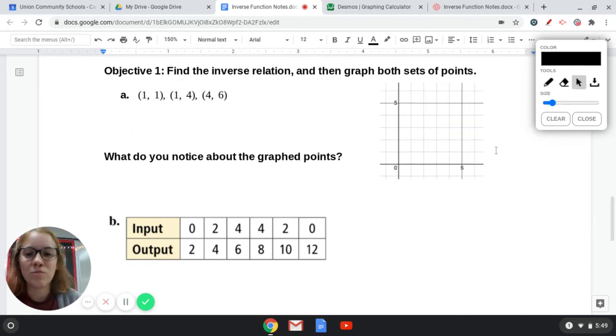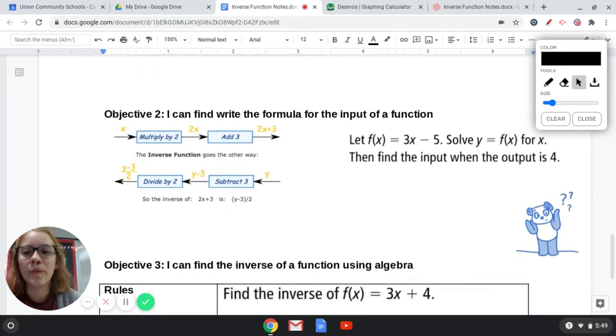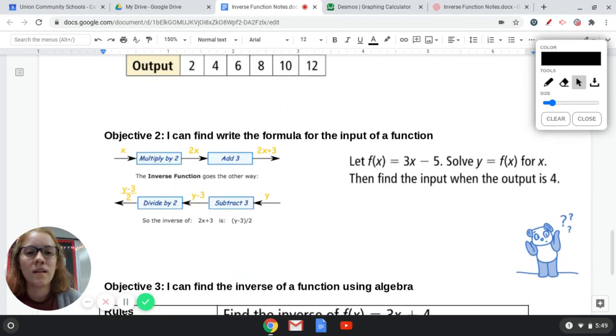All right, now let's move on to objective 2. We're going to work more with formulas now. And I also added this picture to kind of help us with inverse relations. So I'll talk about this first. So if we're starting with x, we're going to multiply by 2, and that becomes 2x. And then we're going to add 3, and that becomes 2x plus 3.